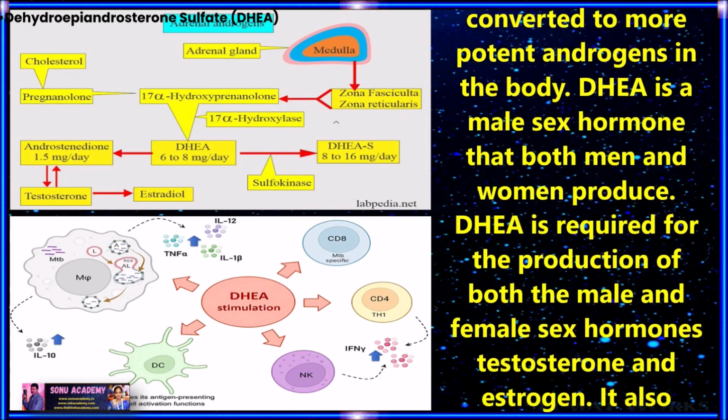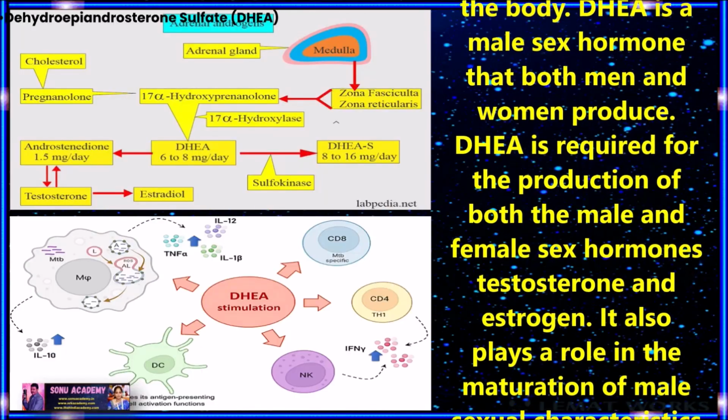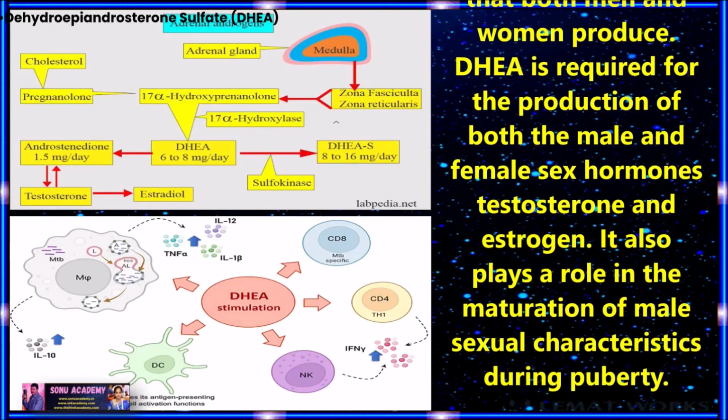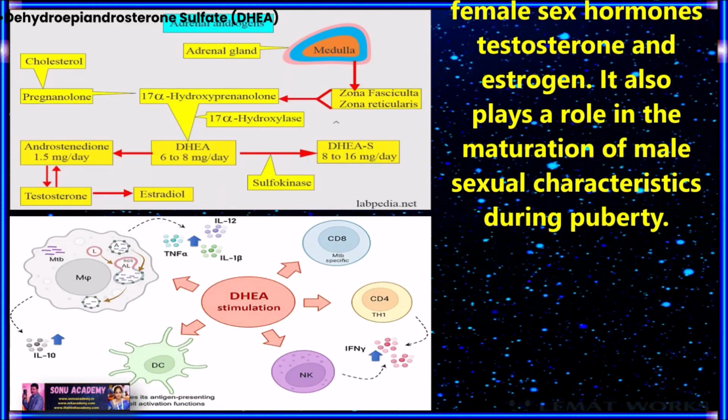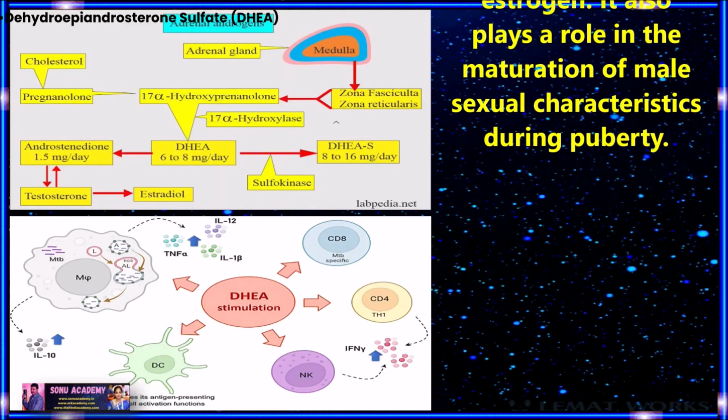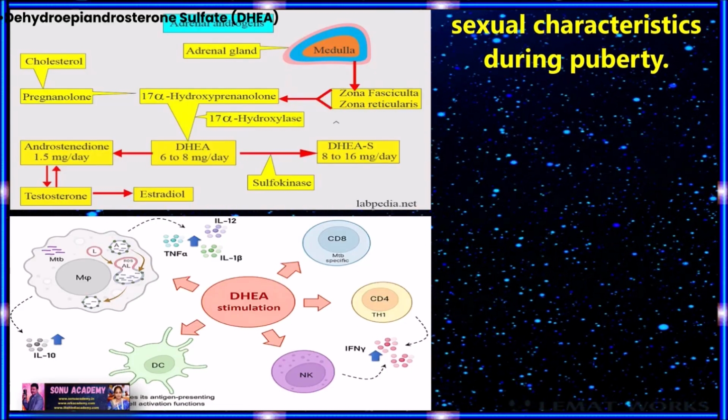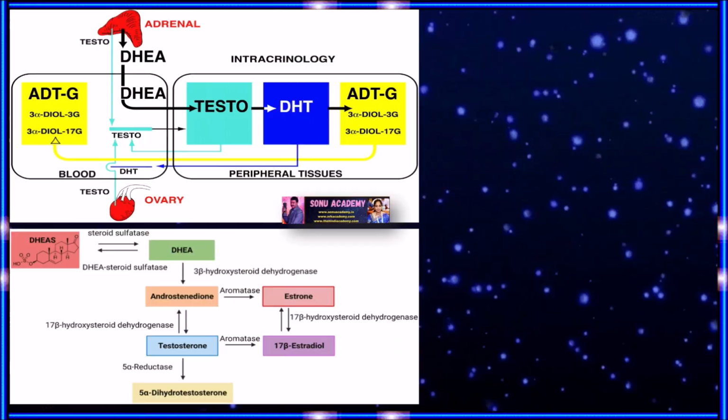DHEA is a male sex hormone that both men and women produce. DHEA is required for the production of both the male and female sex hormones, testosterone and estrogen. It also plays a role in the maturation of male sexual characteristics during puberty.